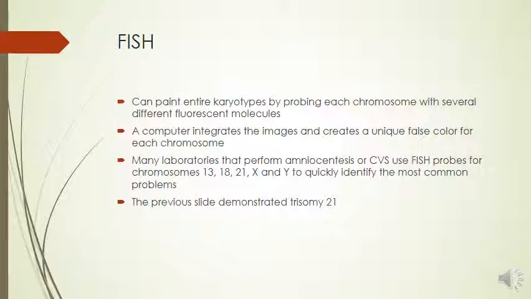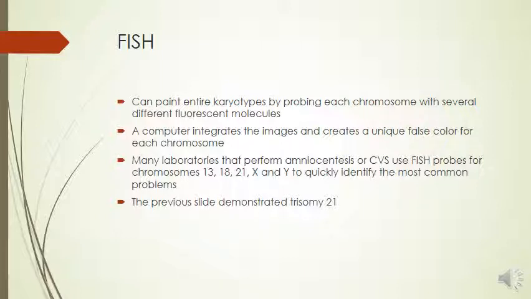With FISH, you can paint entire karyotypes by probing each chromosome with several different fluorescent molecules. A computer then integrates the images and creates a unique false color for each chromosome. Many laboratories that perform amniocentesis or CVS use FISH probes for chromosomes 13, 18, 21, X and Y to quickly identify the most common problems.